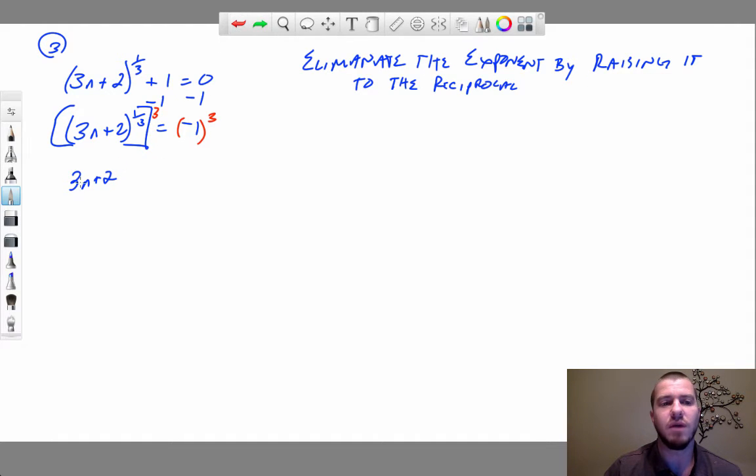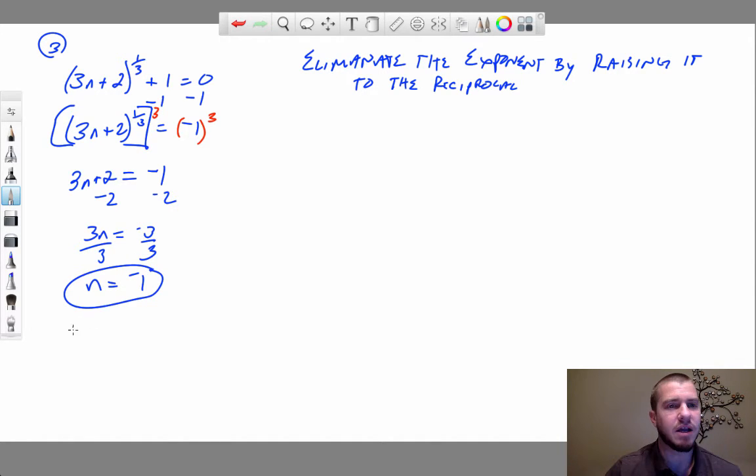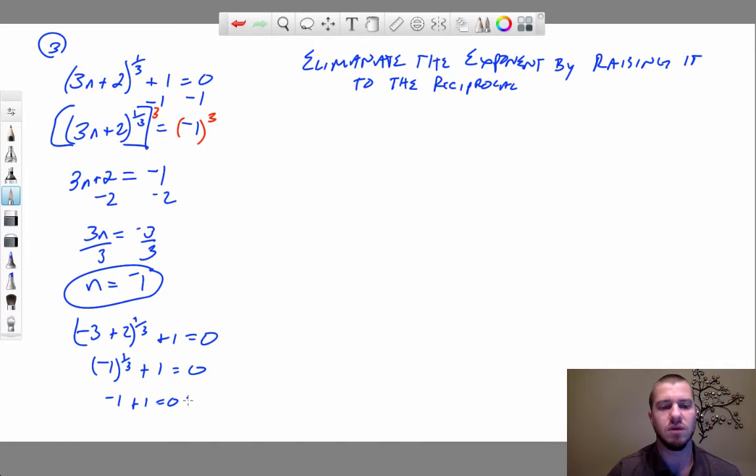I'm just left with 3n plus 2. And -1 raised to the third is -1. Subtract 2. 3n is equal to -3. Divide by 3, and n is equal to -1. To check your answers, I can plug it back in. When I plug it in this original, 3 times -1 is -3. That becomes -1 raised to the 1/3, which is the cube root. The cube root of -1 is -1, plus 1 is equal to 0, and it checks out.